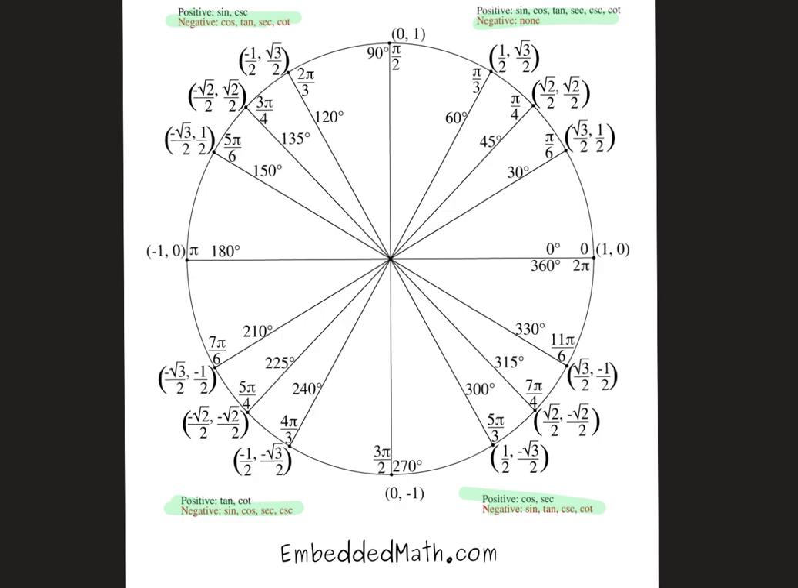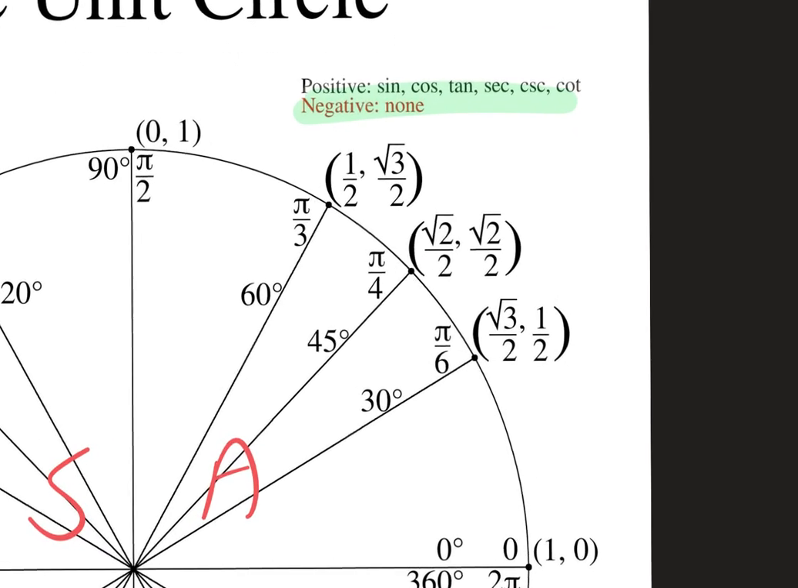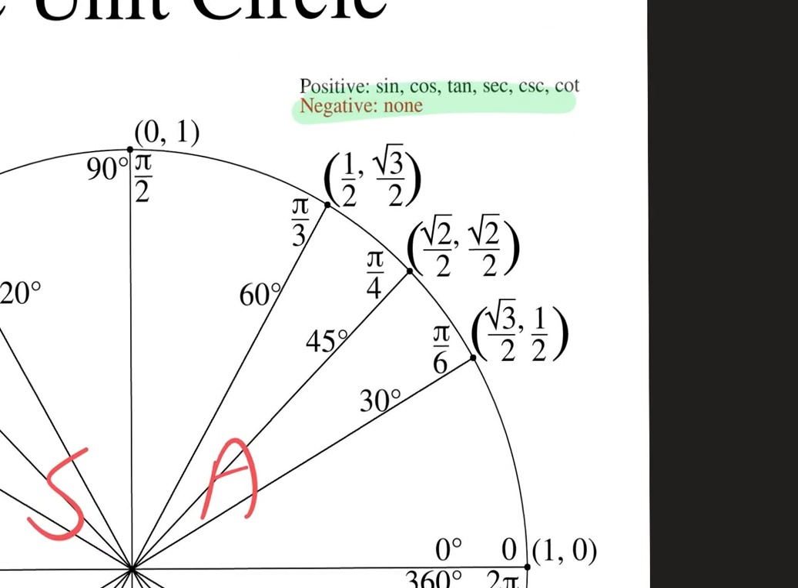So we talked about it yesterday, but one of the ways to remember them is "All Students Take Calculus." In the first quadrant, all are positive. You could literally write "all" next to positive. You don't have to write them all out, okay? And "none" next to negative, but they are all positive.